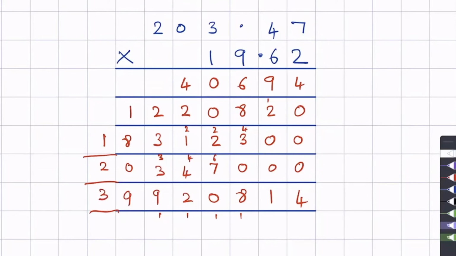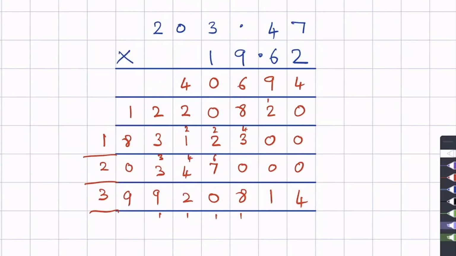I now look at my decimal points in the question, and I can see there are 1, 2, 3, 4 numbers after the decimal points in total. So I go back 1, 2, 3, 4 numbers, and I place my decimal point here. So the answer is 3992.0814. Now let's go back just a little bit, and let's just change the question somewhat.